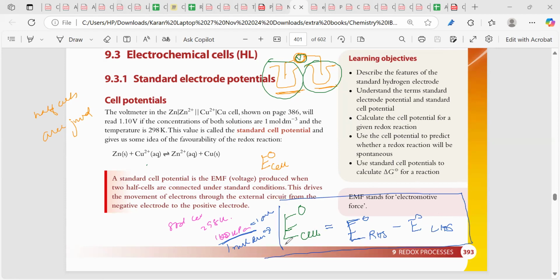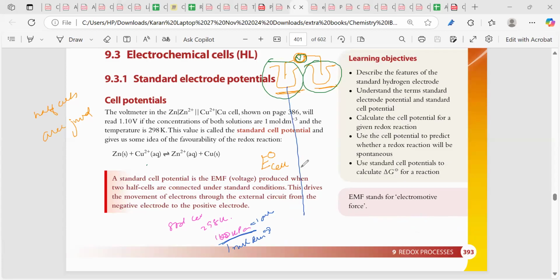Now, you have to understand what you mean by cell potential and what you mean by electrode potential. That's very important, and that's not properly discussed in the book. Just understand this. What is electrode potential? Electrode potential is the individual potential of the half cell.